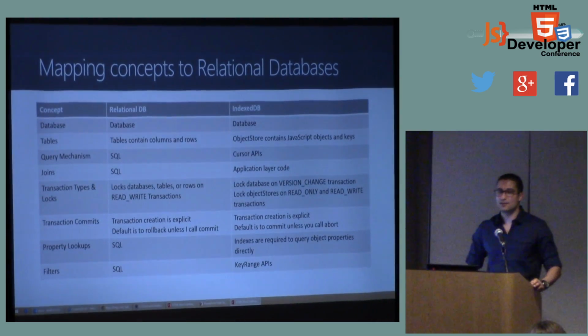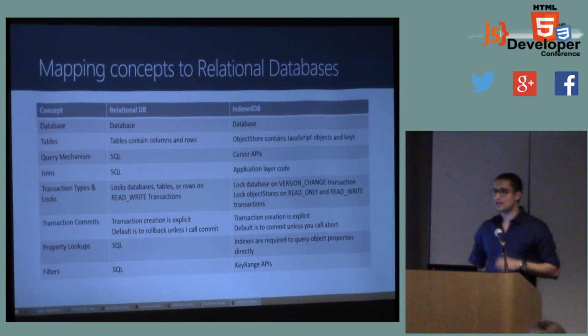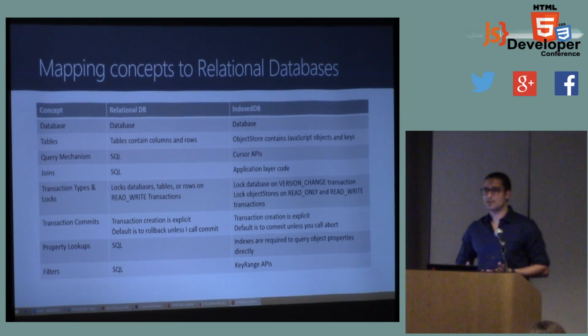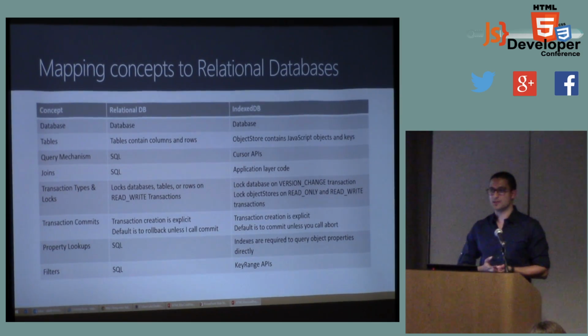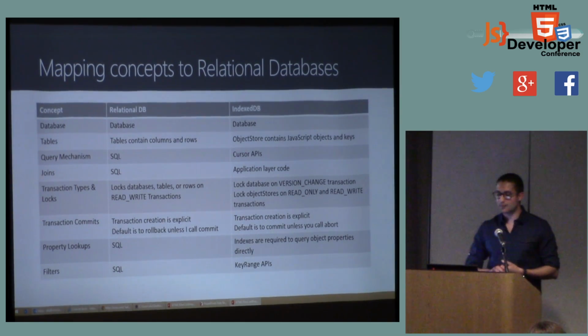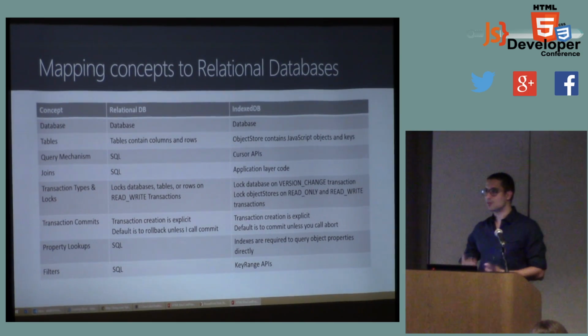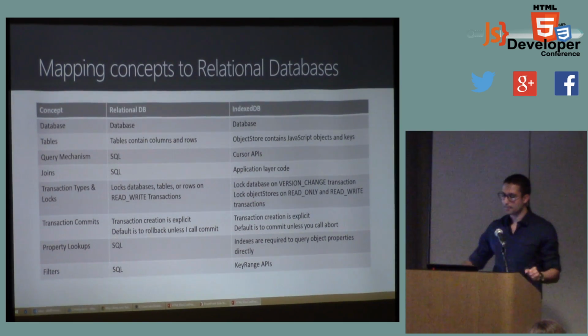So just to give you guys an idea of how IndexedDB maps to relational databases, because I know that most of us think in terms of relational databases, especially those people who use SQL and MySQL. So databases in IndexedDB are databases, nothing there that's different. For tables, we have things that are called object stores, and they contain JavaScript objects, and they also have the keys that point towards the JavaScript object.